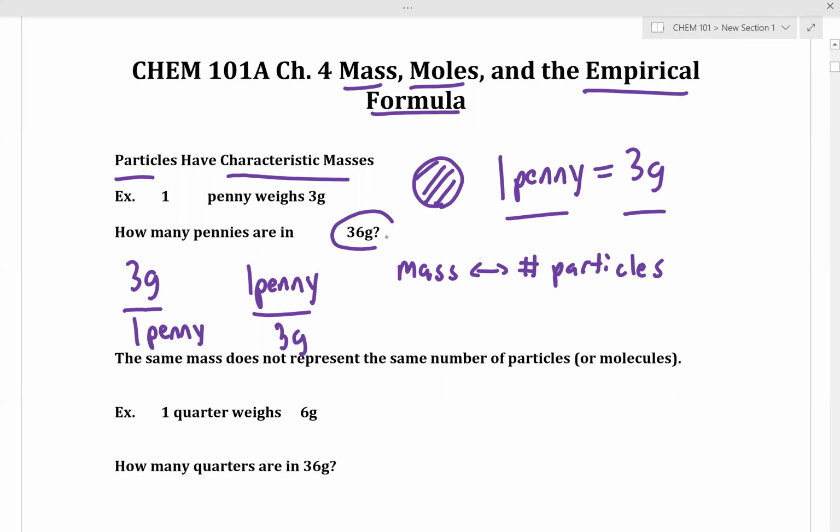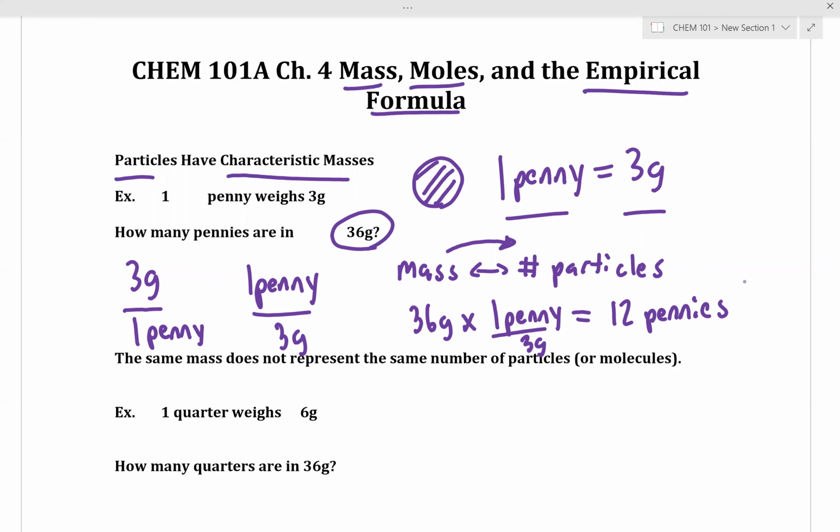So then, let's suppose we're starting with 36 grams, and we want to go from the mass in grams to the number of pennies. How do we go from grams to pennies? What conversion factor do we use? 1 penny per 3 grams. We want our pennies on top. So we have 1 penny per every 3 grams, and that in turn gives us a total of 12 pennies. So in effect, we've converted from mass to particles, right?